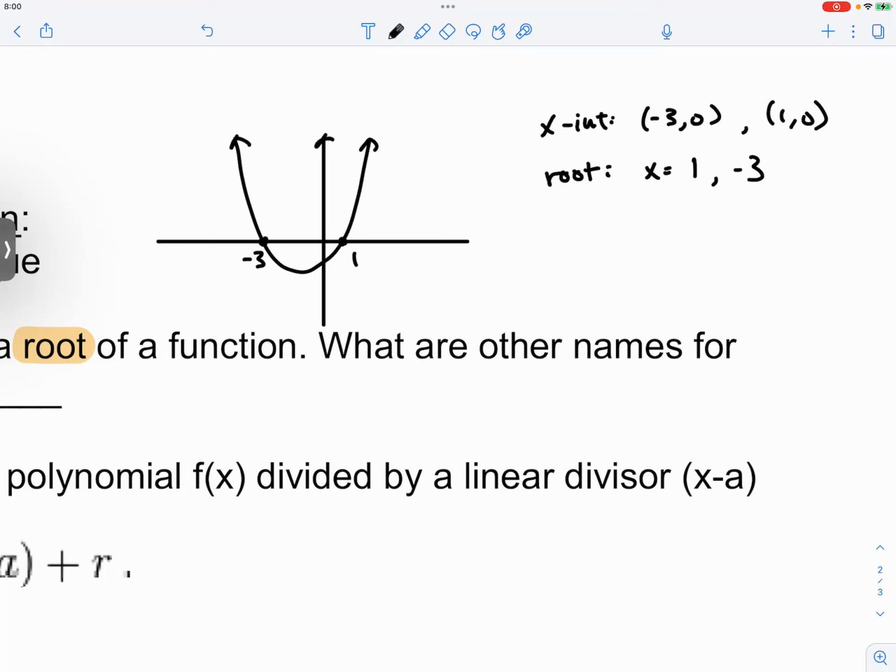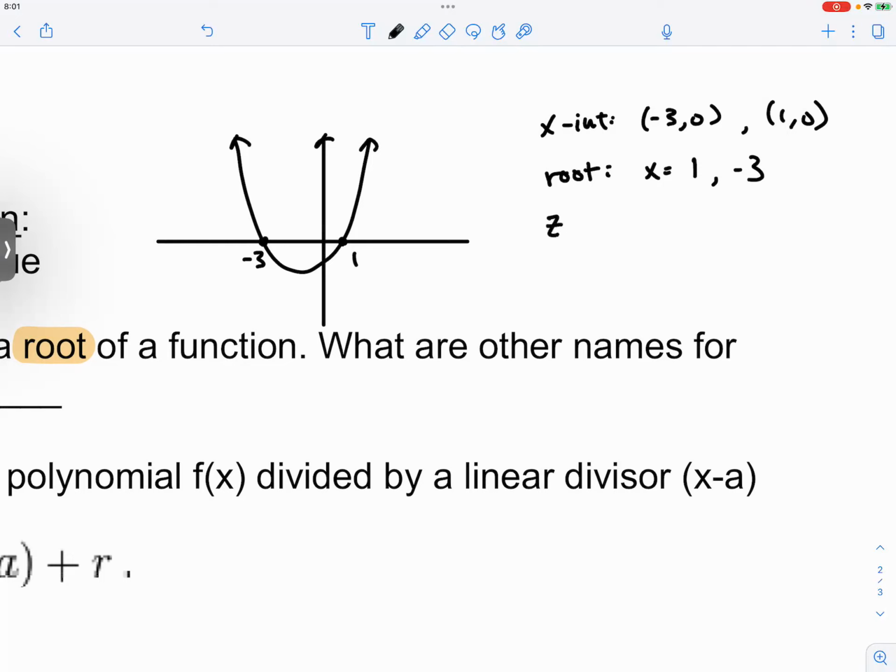If you have a quadratic equation, which is some sort of x squared function, you should expect two roots. If you have a cubic function, like x to the third power, you should expect 3 roots. If you have x to the fourth power, what's the maximum number of roots? There'll be 4 roots. So the power indicates how many roots, how many x-intercepts it's supposed to make.